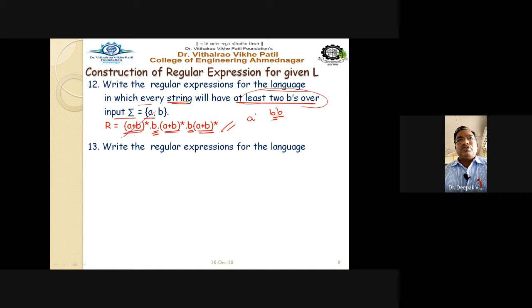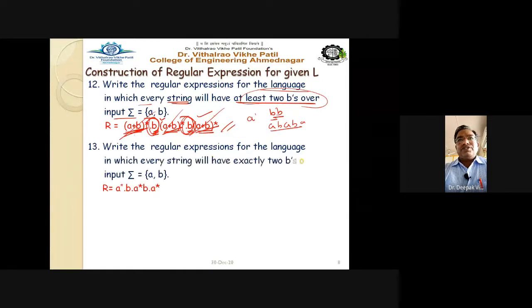BB means 0 occurrences of this, 0 occurrences of this, and 0 occurrences of the last part. So I can have A, B, then I can have A, B, A. So this may be possible, or any combinations of this particular thing is possible, provided these two B's are compulsory here, because we have exclusively mentioned B. This is the compulsory B and this is the compulsory B, but here (A+B), you can have any number of A plus B. Here also any number of A plus B, and here also any number of A and B are possible, right?